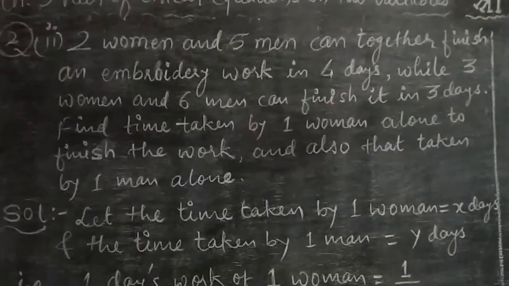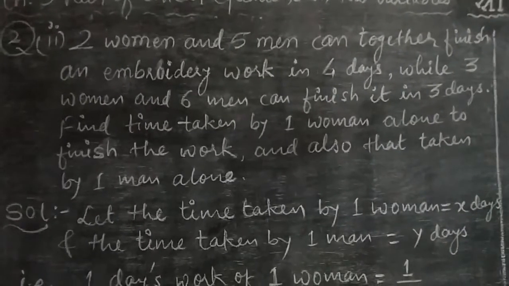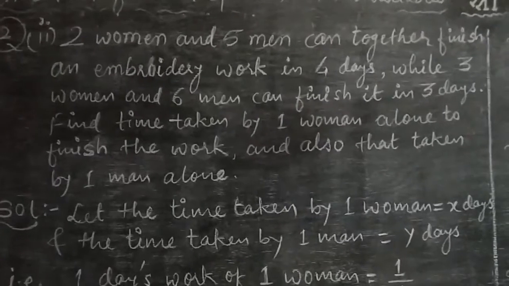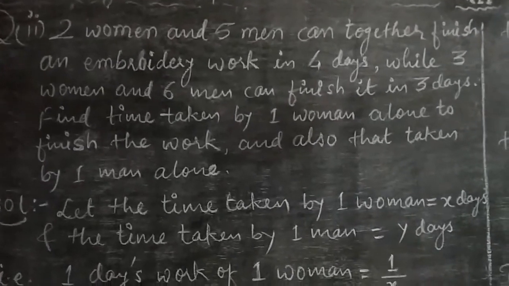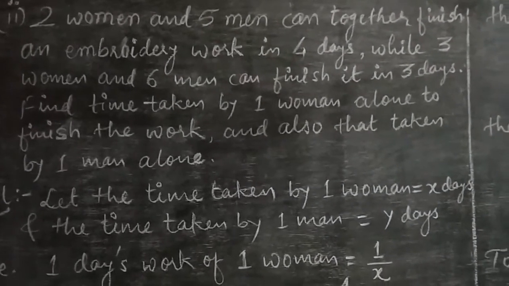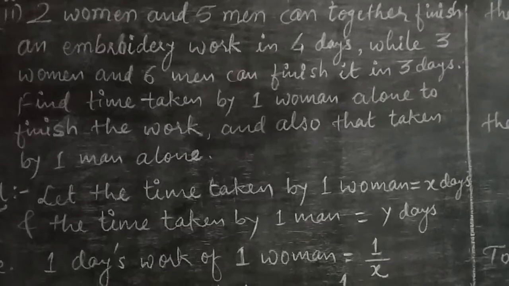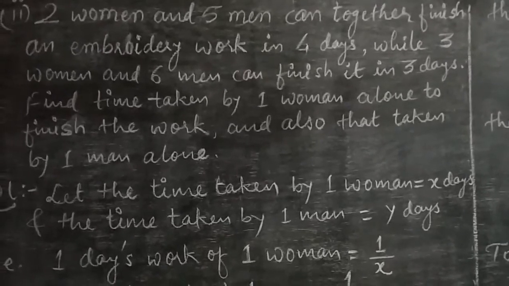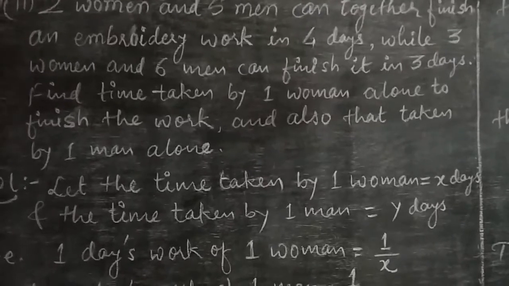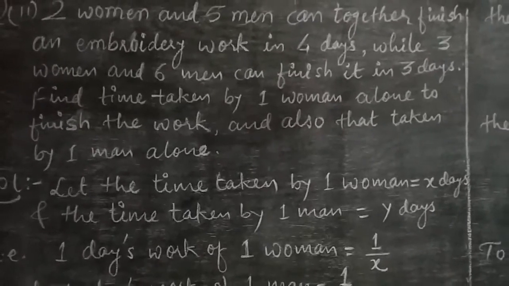So the first question of today is the second part of the second question. 2 women and 5 men can together finish an embroidery work in 4 days, while 3 women and 6 men can finish it in 3 days. Find the time taken by one woman alone to finish the work and also that taken by one man alone. So it is a time work problem.